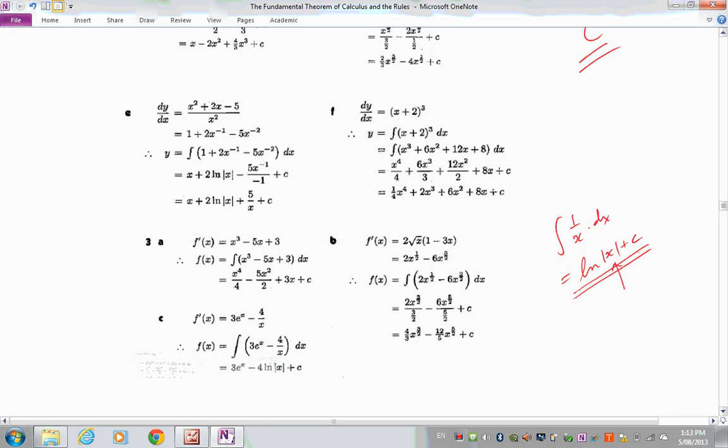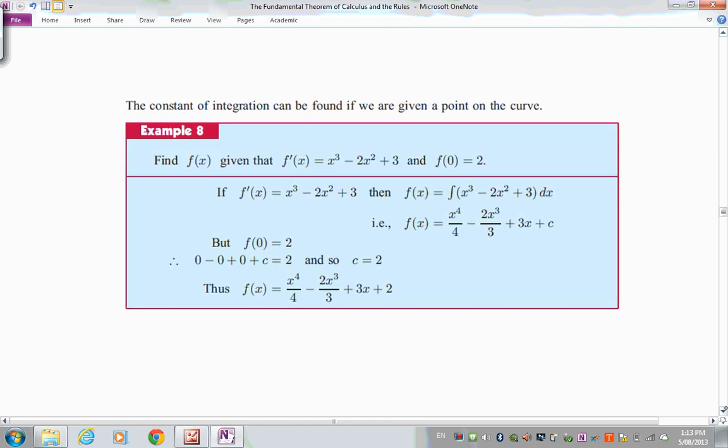Let's go on. We've got a lot of functions to reverse this process for. Now that we've found that the area-giving function has its derivative equal to the function, we've got to go and reverse all our differentiation rules so that we can use this stuff. The constant of integration can be found if we're given a point on the curve. Okay, let's say we have here the derivative is that. We want to get the reverse of that, go back to the function, so we're going to integrate it. There it is, integrate that function. And we get plus c. Well, that's not a unique function, that's a family, isn't it? There's a family produced by this process of integration.